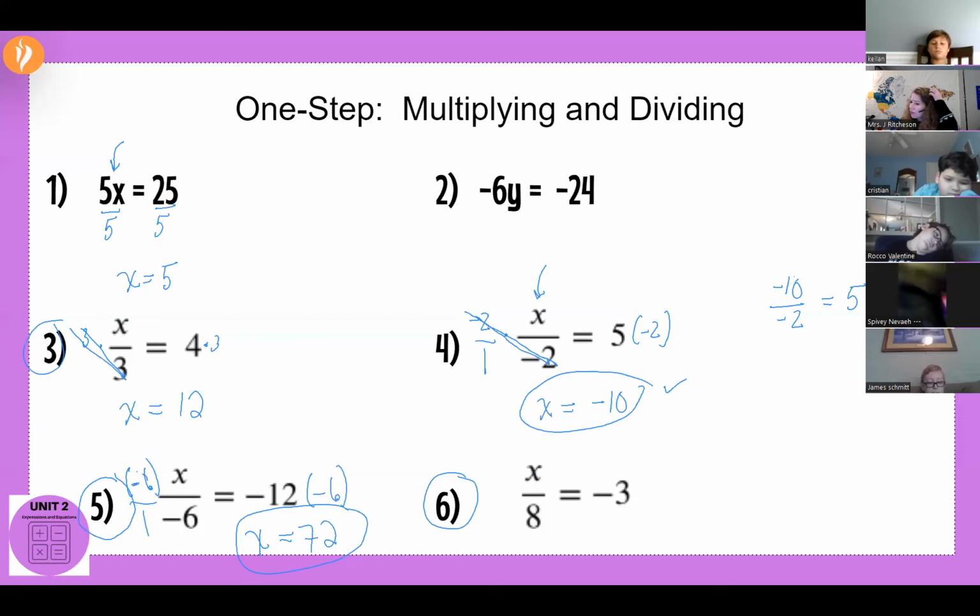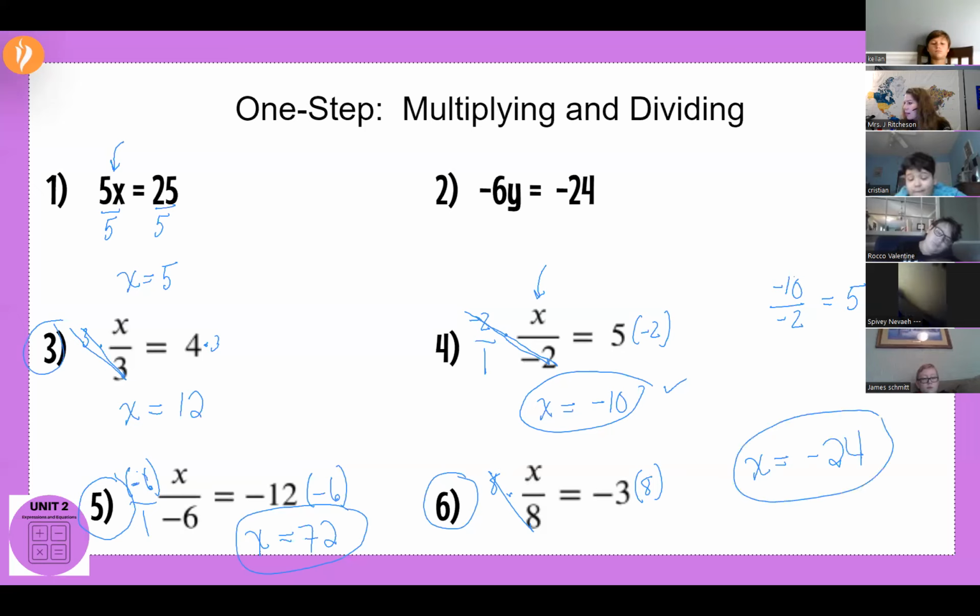Luke said he has a tip for us. So Luke, I don't know if you can hear me either, but if you can, can you tell us your tip? So what I did is I took -12 and multiplied it by -6, and that's how I got my first answer. Exactly. Yep, that's exactly right. Because we're doing the opposite of dividing by 8. On number 6, we're doing the opposite, which means we're simply multiplying by 8. So hopefully on number 6, you got -24. -24 is the right answer.